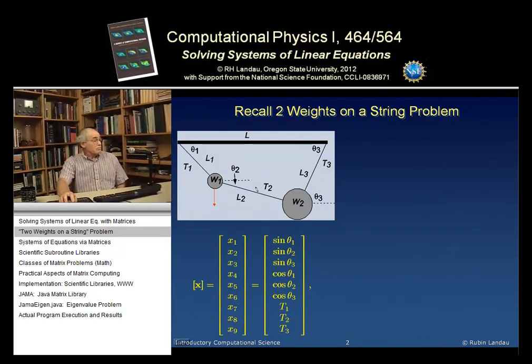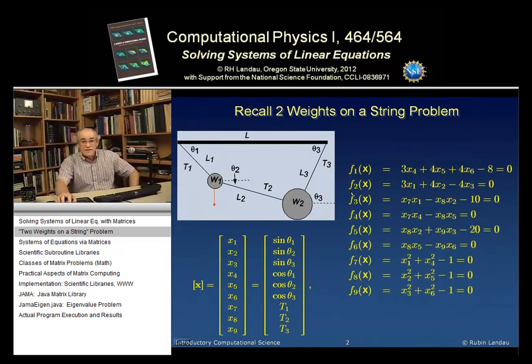So we showed previously that there are actually 9 different unknowns in this problem, including the angles and the sines and cosines of the angles and the 3 tensions. And we then could set the problem up as a matrix problem to solve after we say what the equations are. So the physics, which we discussed already, of statics gives us 9 equations to solve in 9 unknowns, and these are, as you see here, x1 times x7, x8 times x2, x1 squared. These are nonlinear equations. So we can't use linear algebra. We have to do something else.